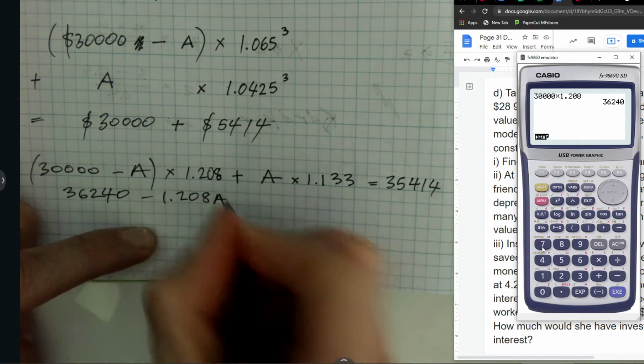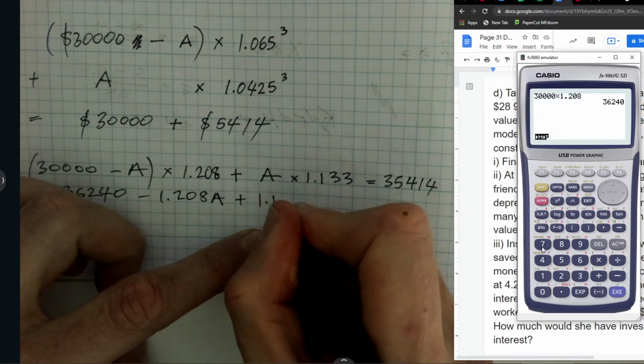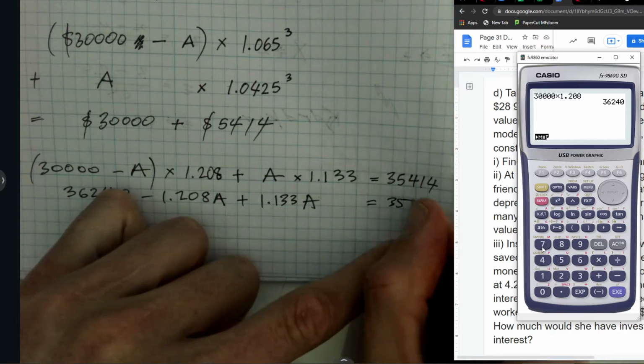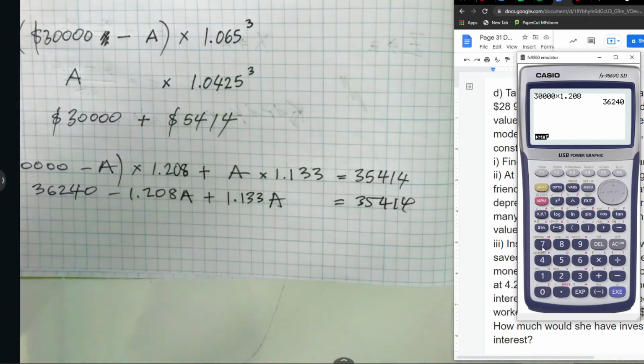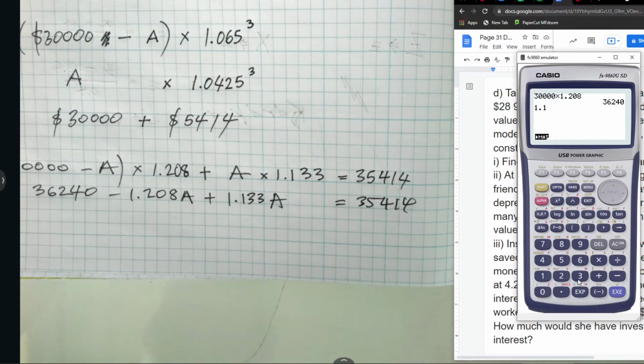1.208a plus 1.133a equals 35,414. Now from there we will get our a's together. Probably should do this in my head, but I don't really want to risk it. 1.133 minus 1.208. That's our a's together.